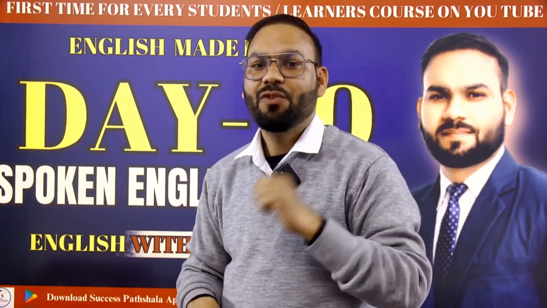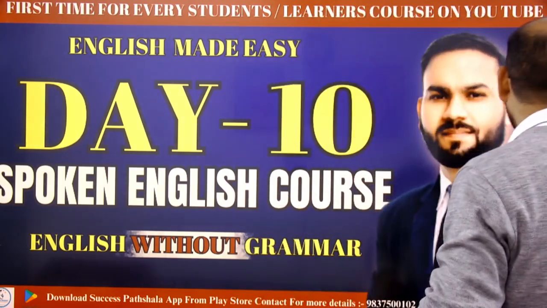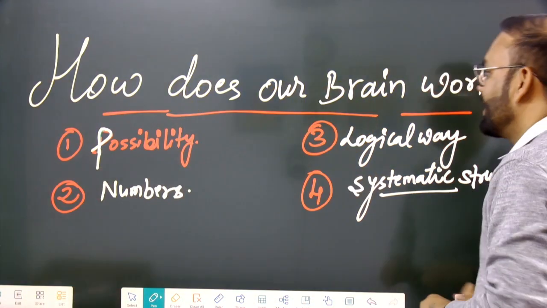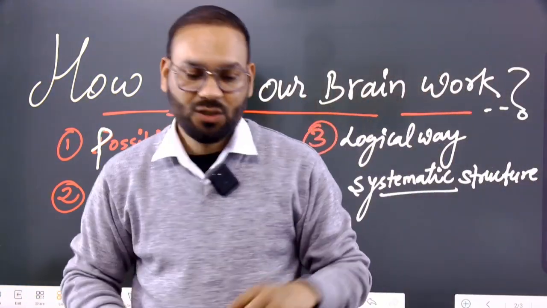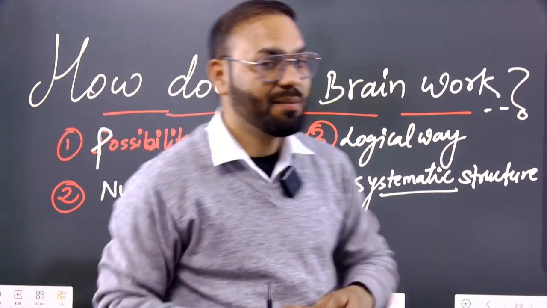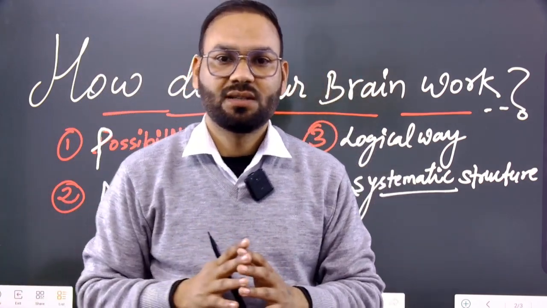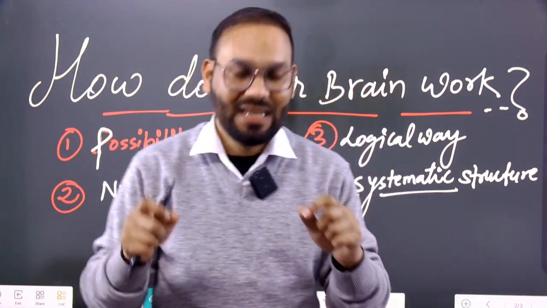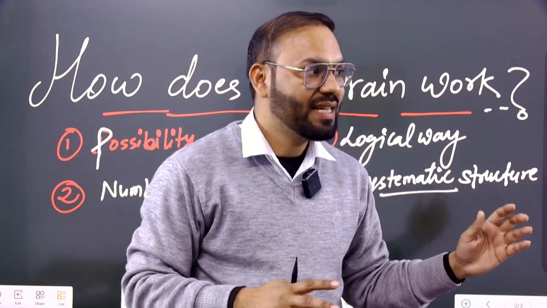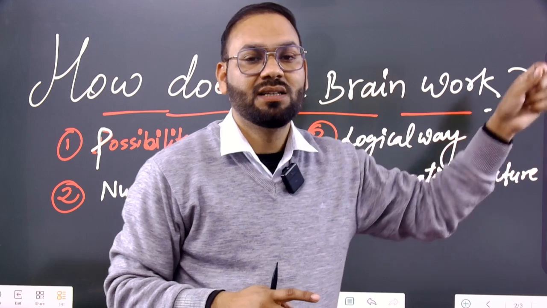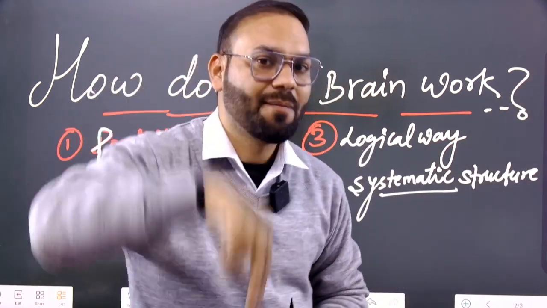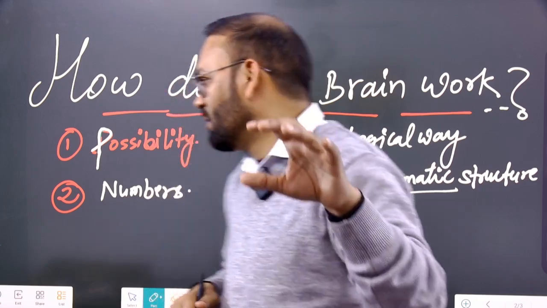So today we are going to start how our mind works. How does our brain work in English? So here is how our brain works. हमारा mind काम कैसे करता है? That's a very common thing. So many people are actually thinking about that. How does our mind work? How does our brain work? So this is a valuable thing.